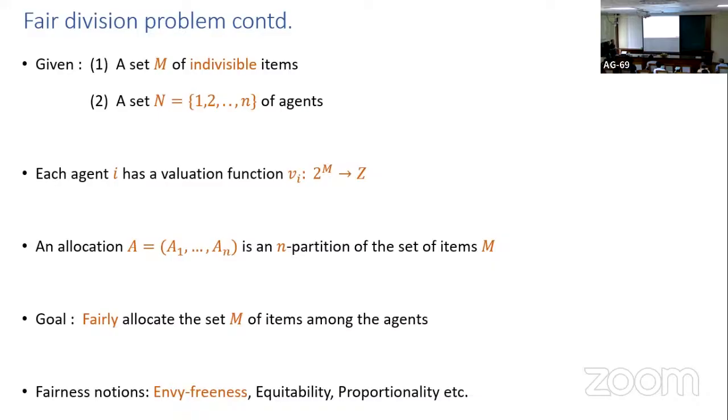But if there is an item which has negative valuation, for example, which everybody values negatively, then we will see that. So what are the fairness notions? How do we measure fairness? There are different fairness notions that have been studied in the literature: envy-freeness, equitability, proportionality. Our focus will be on envy-freeness in this talk.